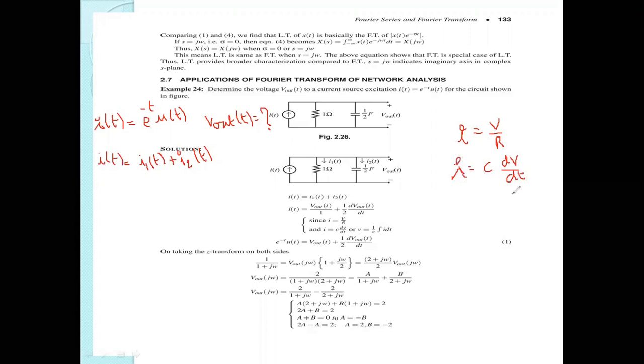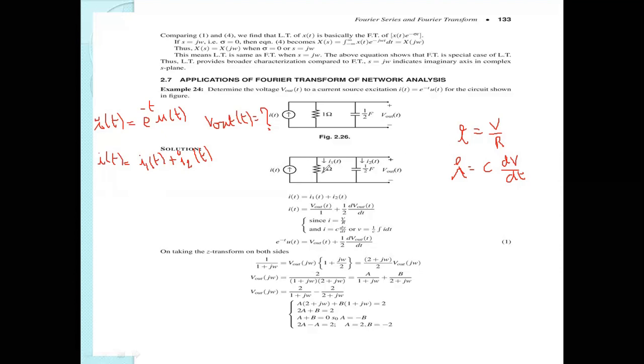If suppose it is through the inductor, I is equal to the integral of V into dt, with 1 by L. In terms of the capacitance, I is equal to C into dV by dt, and through the resistance I is equal to V by R. The derivative part is for the capacitance, and the integral part for the inductance is 1 by L into something.